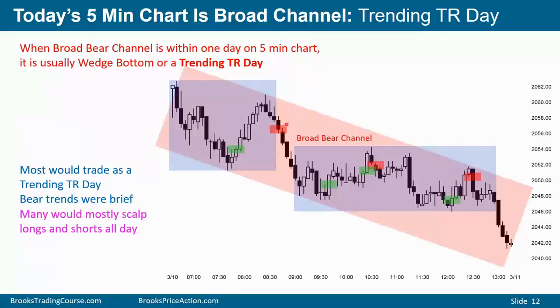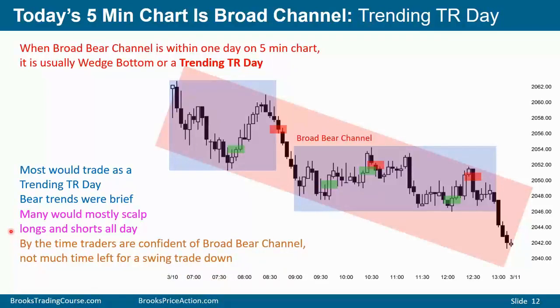Traders will sell reversals down because we're in a bear trend, but because the rallies last a lot of bars, bulls will buy reversals up, at least for a scalp. We're forming lower highs and lower lows, so it's a bear trend. Easier to make money looking to sell, but the pullbacks are big enough so bulls will also buy for a scalp. By the time a trader is confident that it's a broad bear channel, the day is almost over and there's not much time left for a swing down.